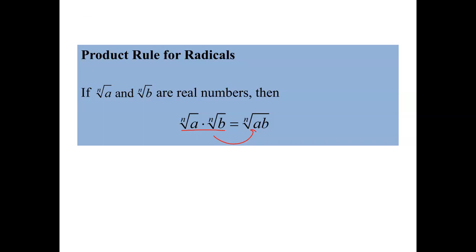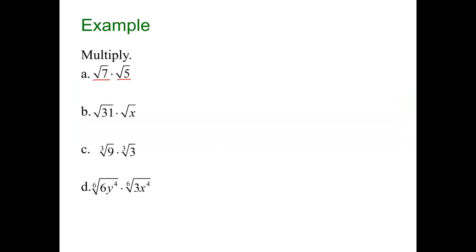Okay? So to start, we're going to take two radicals with the same index and combine them into one radical. As long as the indexes match, I can write them as their factors under one radical. Well, what's 7 times 5? 35. So the square root of 7 times the square root of 5 equals the square root of 35. Okay? So what do we think about for the square root of 31 times the square root of x? 31x. Bring them together under the same radical.